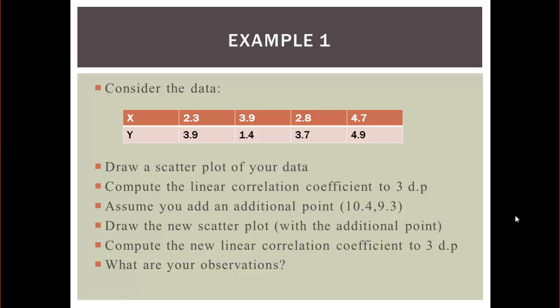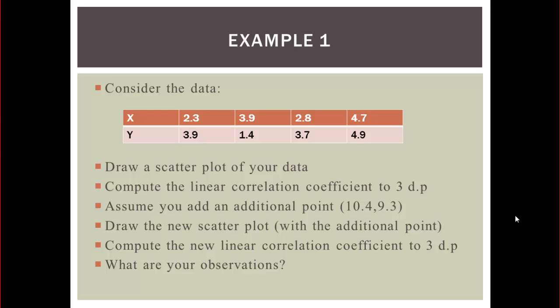Consider the data. You're given the data. Remember that X is the independent variable or the explanatory variable, and Y is the dependent variable or the response variable. So you're given 4 values of X and 4 values of Y. Draw a scatter plot of your data. Compute the linear correlation coefficient to 3 decimal places.